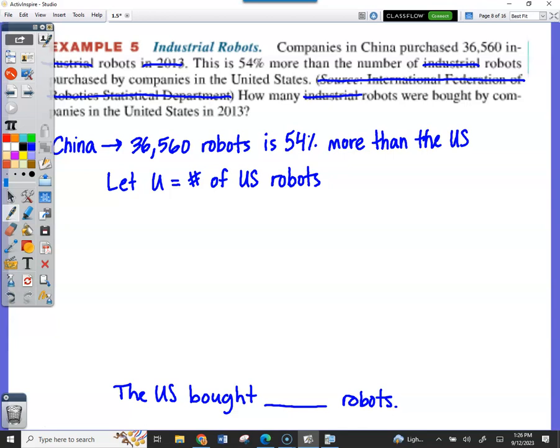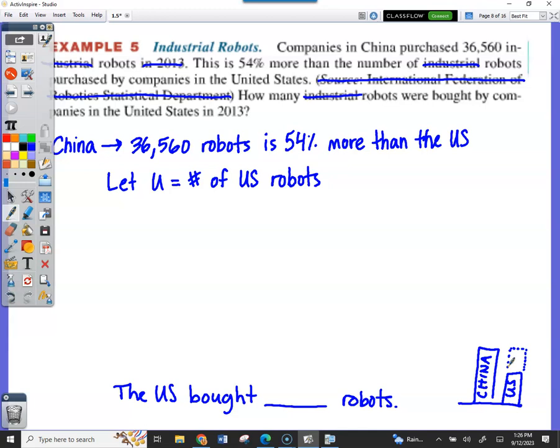So who bought more? If it helps you, think about it in terms of a bar graph. China bought more than the U.S., right? There are two ways to do this. You can either subtract the difference from China's purchase to get to the U.S., or you can fill in the gap of the U.S. purchase so that they're equal. The goal is they need to be equal, right? So we're going to write our equation. All we have to work with is the 54%.